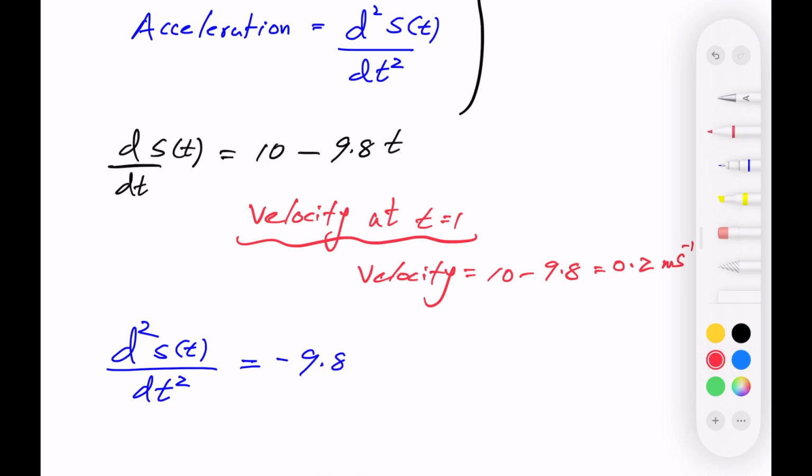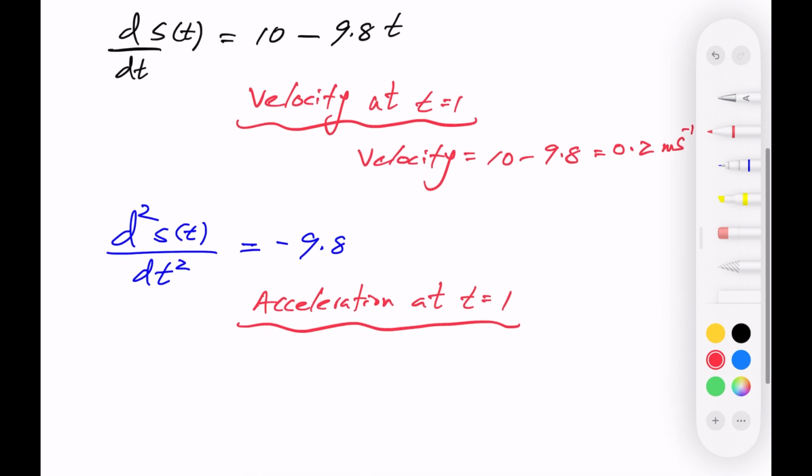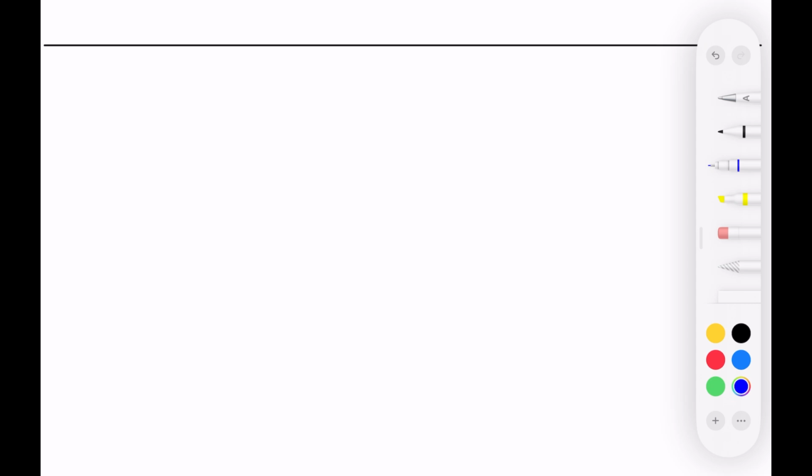Now, if I wanted the acceleration at t equals 1, we simply have to replace t equals 1 in the equation of the acceleration. The equation of acceleration doesn't have a t. Therefore, the acceleration in this case is a constant, and that acceleration is equal to negative 9.8. The units are going to be meters per square second. We will look at another example.